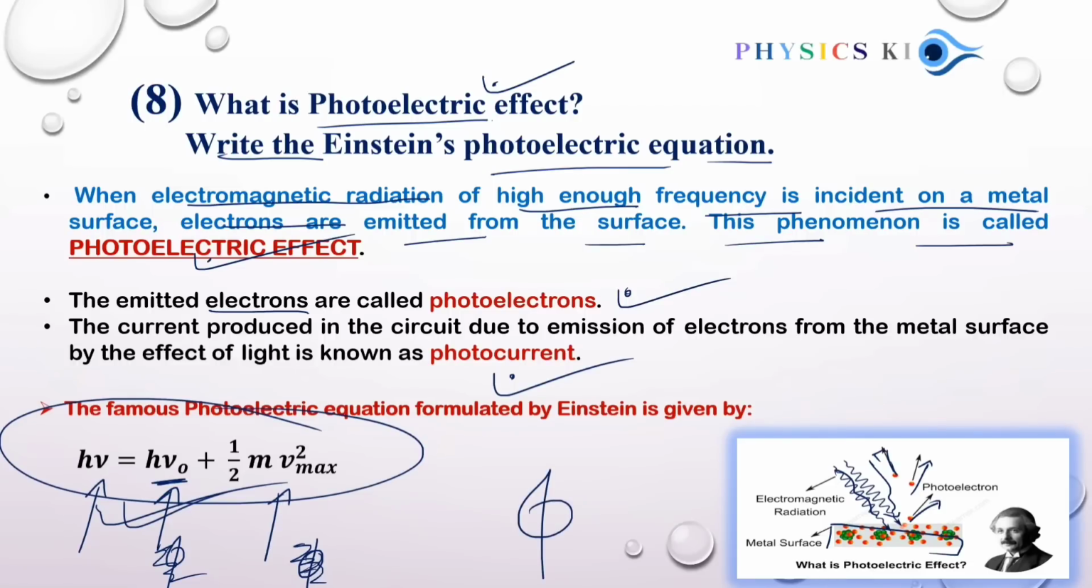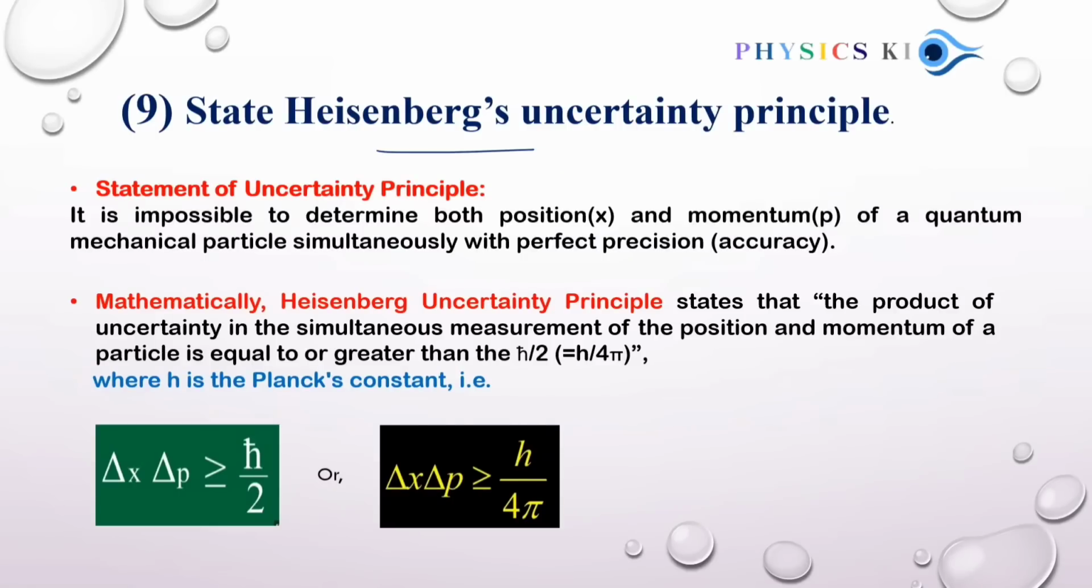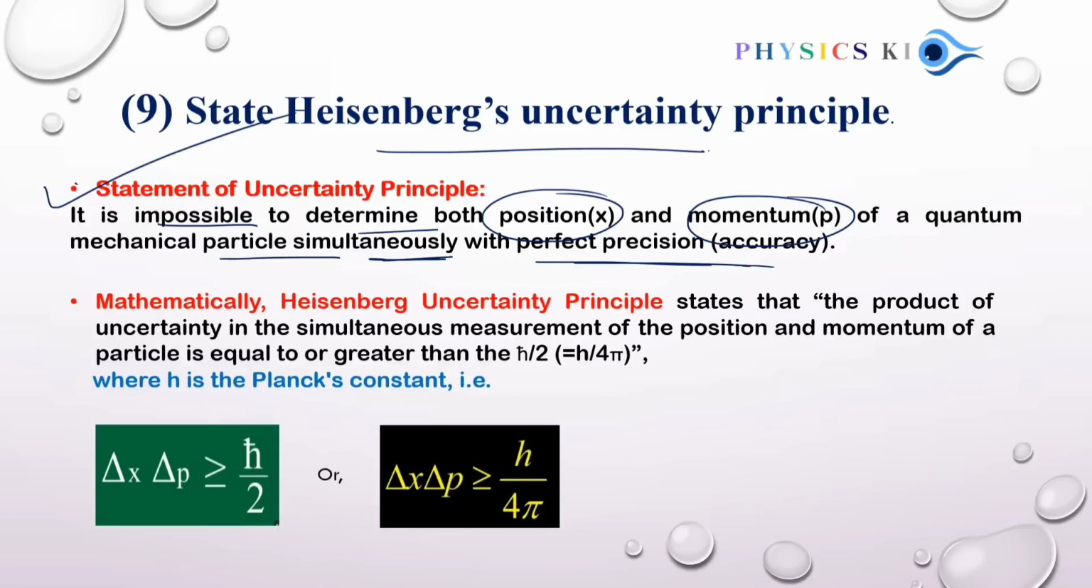Next question. Heisenberg uncertainty principle. Everyone knows it is impossible to determine the position and momentum of quantum mechanical particles simultaneously with perfect precision and accuracy. This statement is the Heisenberg uncertainty principle. And the mathematical representation is the product of the uncertainty in simultaneous measurement of the position and momentum. Let's suppose the position uncertainty delta x multiplied by momentum uncertainty delta p is always greater than or equal to h cut by 2 pi.